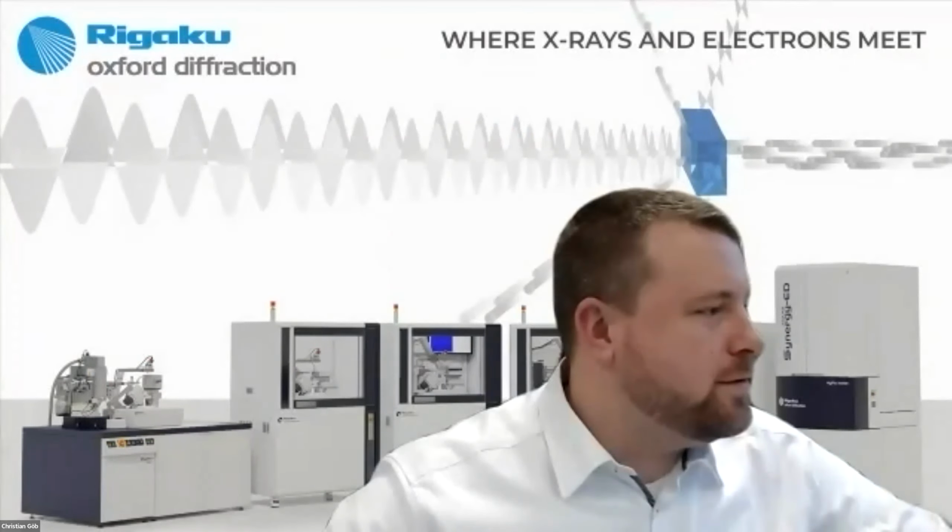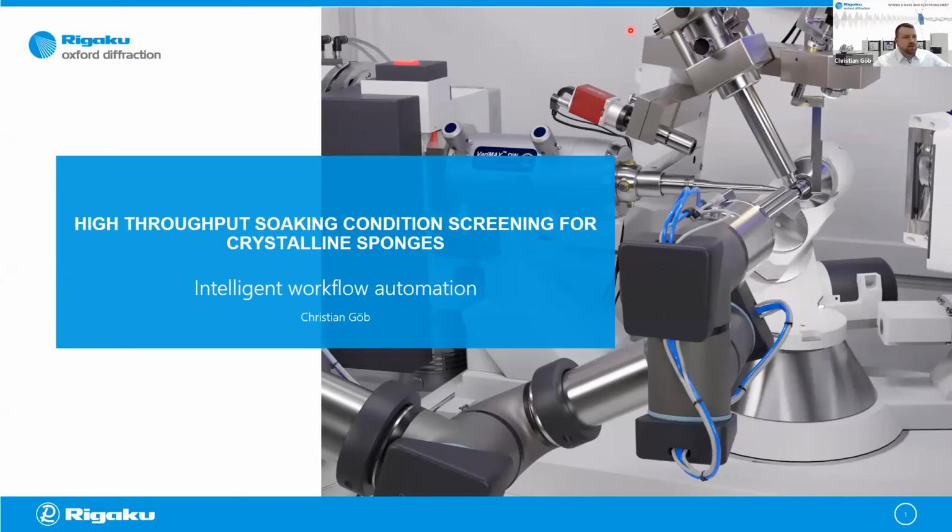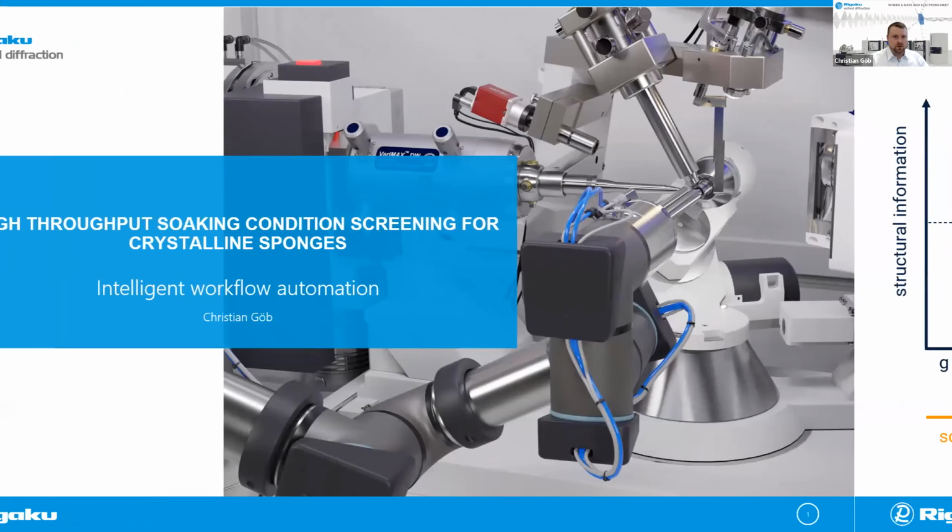Yes, thank you, Fraser, for the introduction. So we can start in a second. Okay, so you should be able to see my screen. Today I want to tell you a little about how we can utilize our Synergy Flow instrument for high throughput soaking condition screening for the crystalline sponge method. And of course, I want to start with a short introduction.